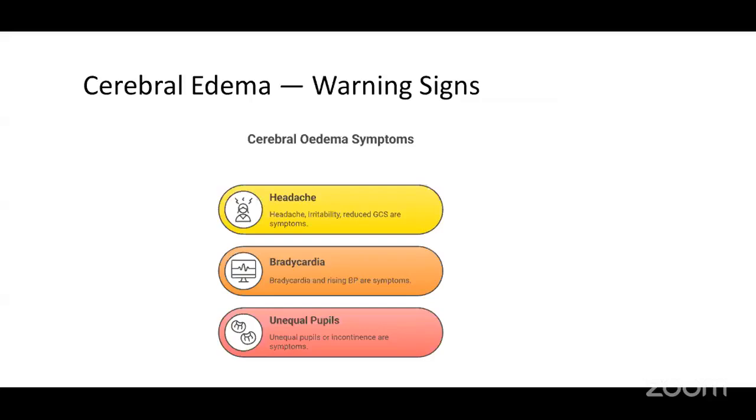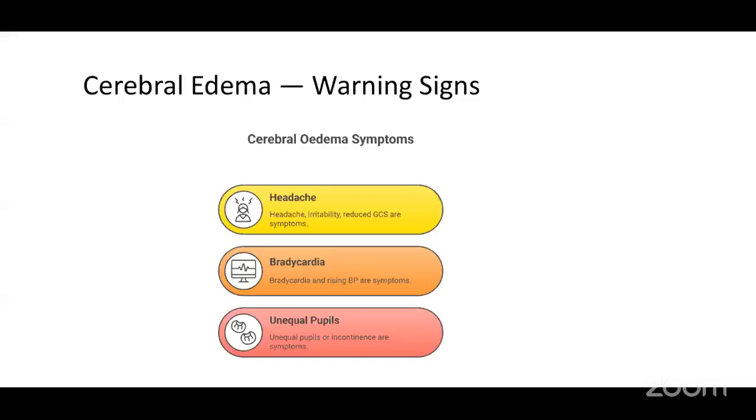Mannitol, at what dose is it given? 1 gram per kg IV over 10 to 15 minutes. It reduces the intracranial pressure by drawing the fluid out of the brain. Then you give hypertonic saline, 5 to 10 ml per kg over 30 minutes. It increases the blood osmolarity, drawing the fluid out of the brain again. The child has to be in PICU. A PICU referral has to be given immediately.